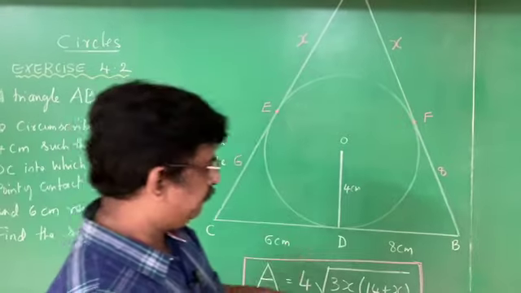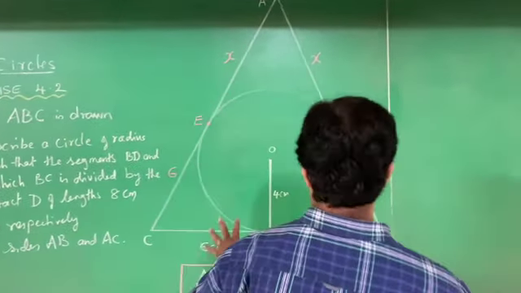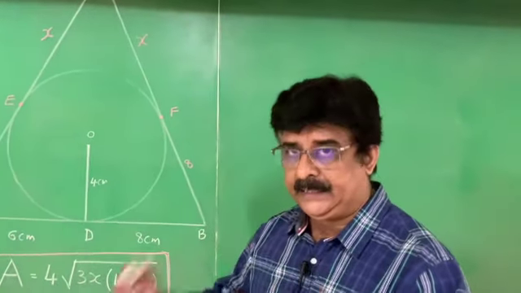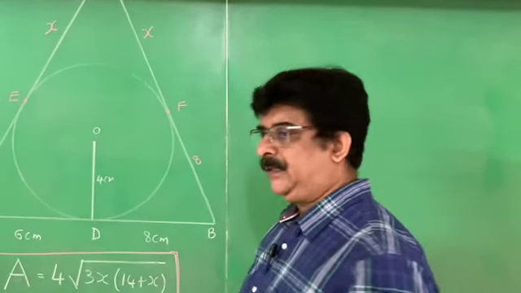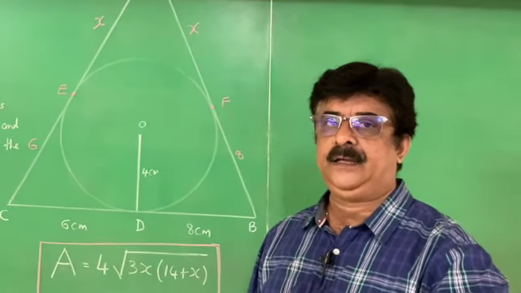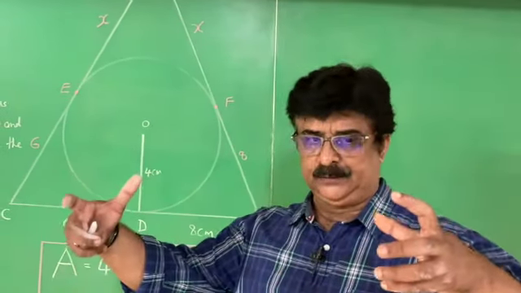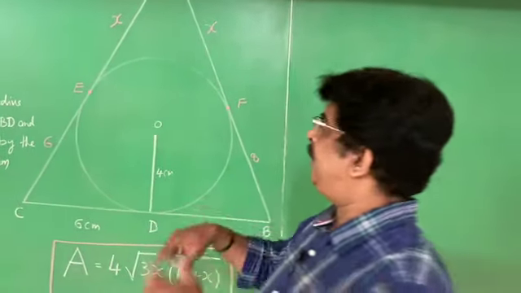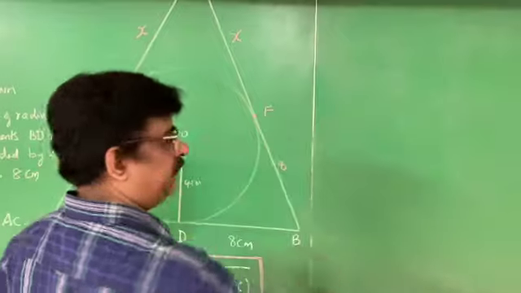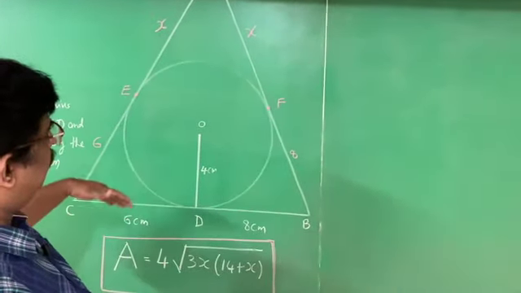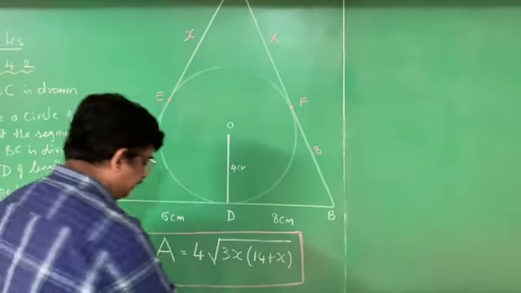Now see children, in this triangle we have to find once again the area of the triangle by another method. The other method is the obvious method. Area of a triangle is equal to half into base into height. Then both the areas are to be compared to get the value of x. After knowing the value of x, we can find the sides of the triangle AB and AC. See, the trick is very simple.